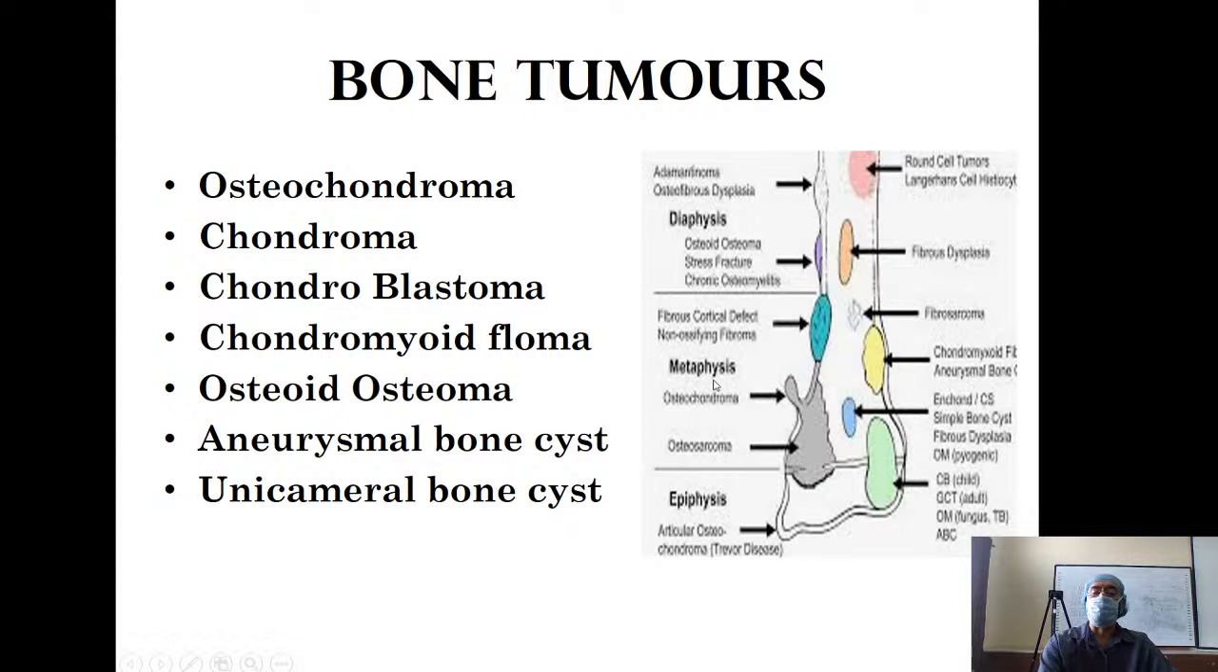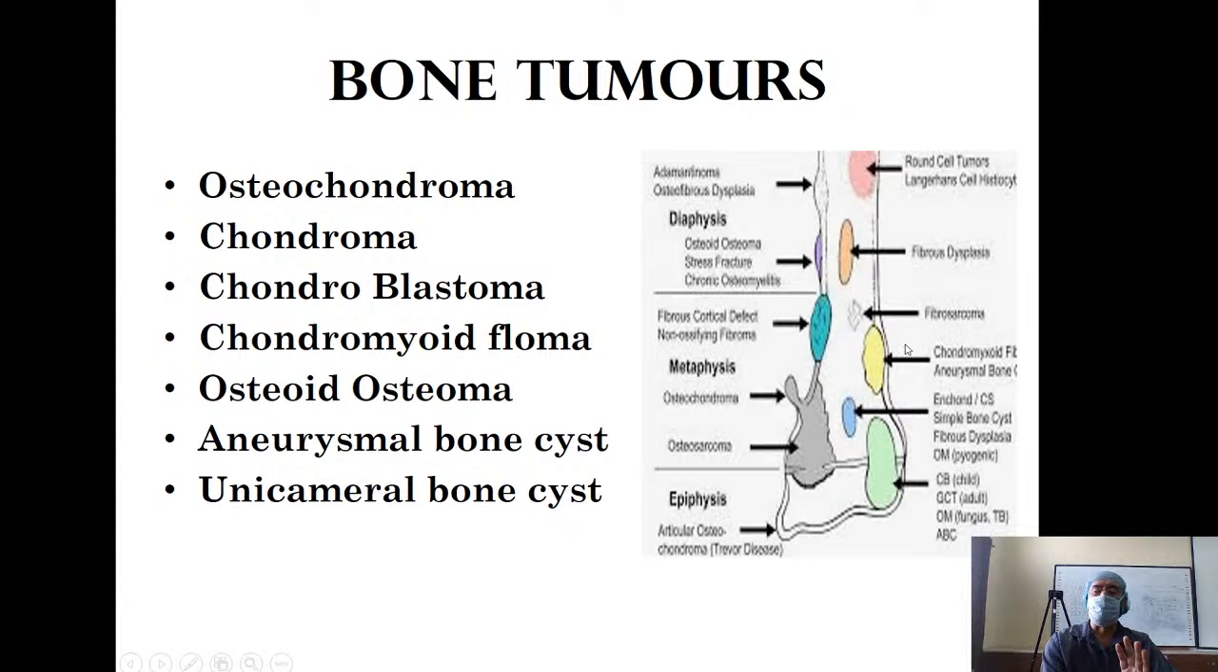In the metaphysis, you can see this is osteosarcoma. This is osteosarcoma which is occurring in the metaphysis, and it can go into the epiphysis as well. This is a GCT, otherwise known as giant cell tumor. It usually occurs in the epiphysis and onto one side.